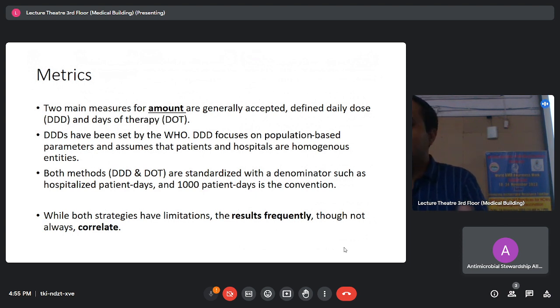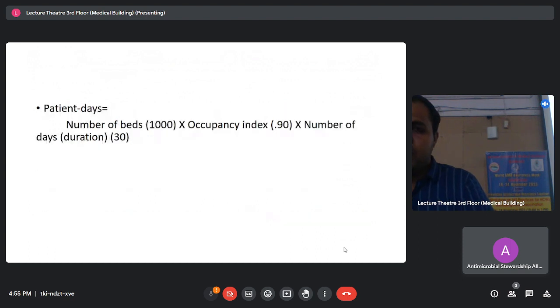Now what exactly is DDD? I'll talk about that later. There is a given value of DDD for each of the ATC coded drugs, and it is calculated like this: in the numerator we have the amount or the consumption of the antibiotic which is being given to the patient, divided by the denominator, which is the patient days. So how do we calculate patient days?